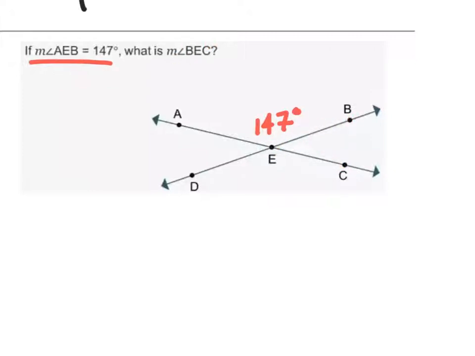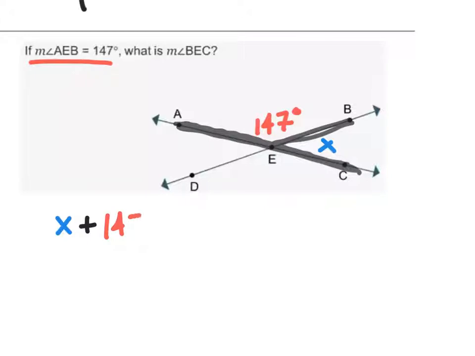Well, what I notice is that when I draw these, angle AEB and angle BEC form a straight line here, okay? And so what that tells me is that they are supplementary, that those angles add up to 180 degrees. So I'm going to call this x here. If I'm going to set up an equation, I'm going to say that x plus 147, if I add those together, that's going to give me a total of 180.